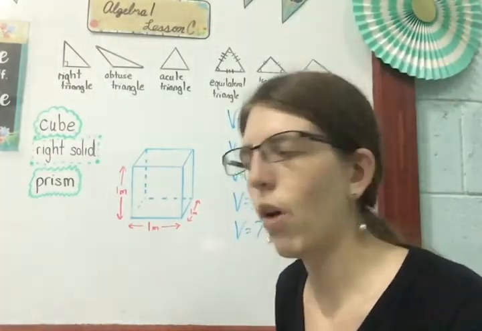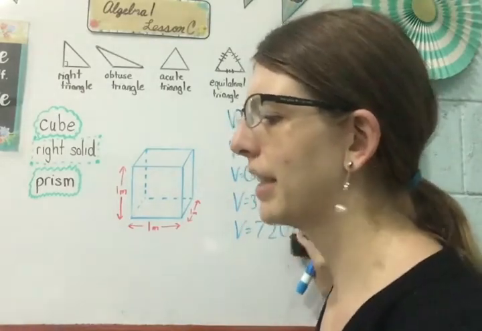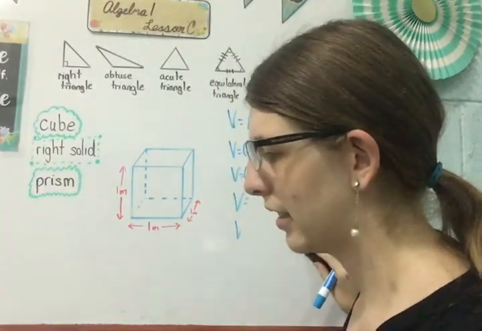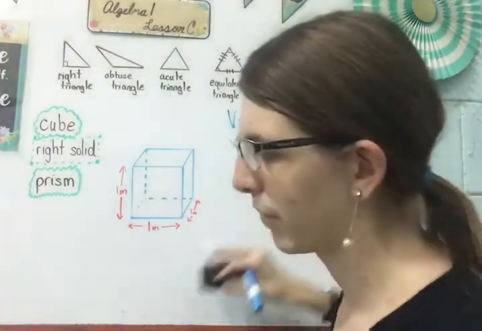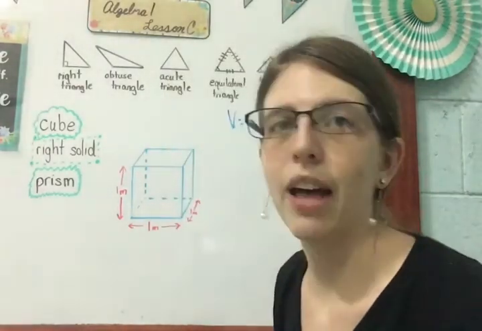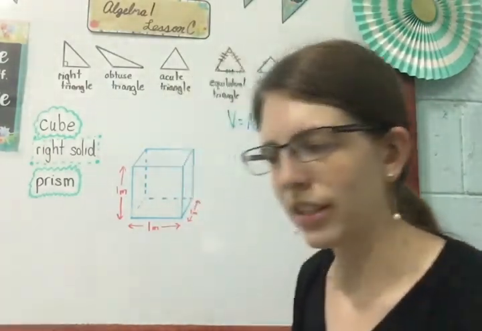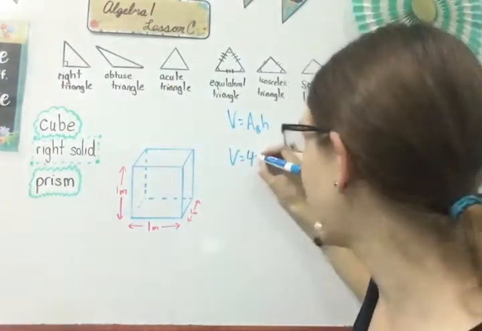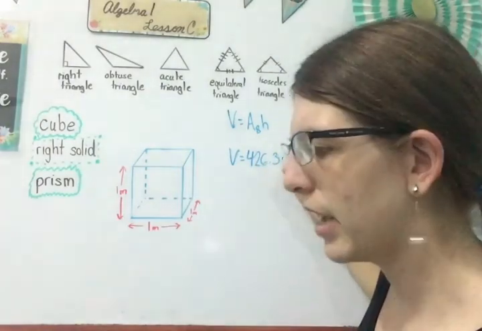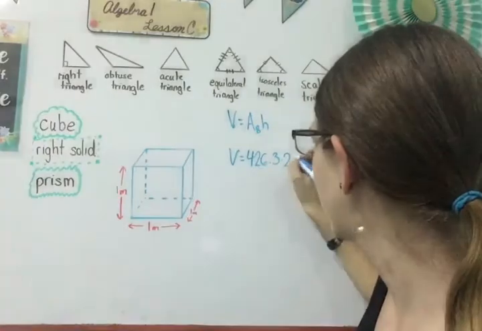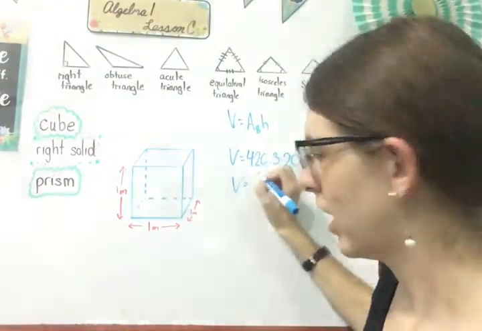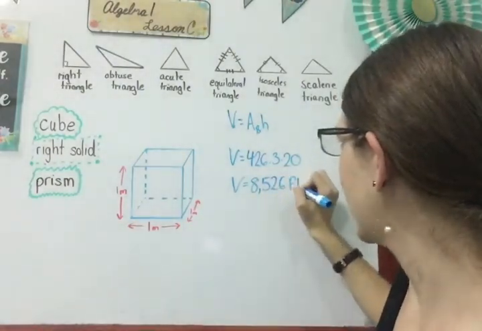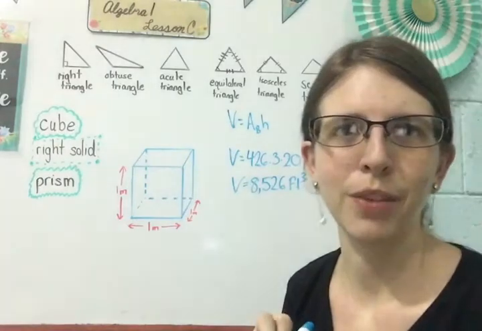Okay? One more quick problem. It says the base of an irregular solid has an area of 426.3 square feet. The sides are perpendicular to the base and the height is 20 feet. What is the volume of the solid? Well, they made it easy for you. There's no formulas. They just told you the area. 426.3 times your height, which is 20. You multiply that out and you get 8,526 feet cubed. Okay, see you in part 3.